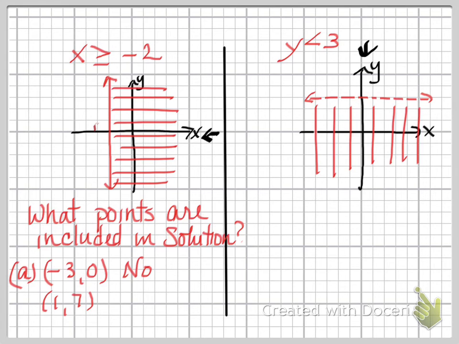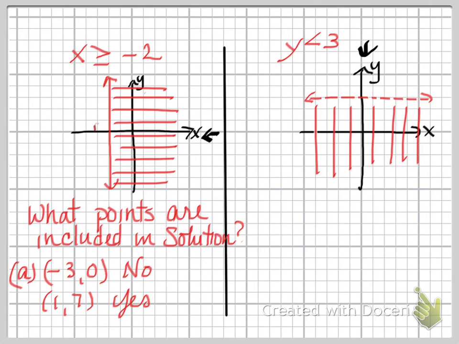1, 7. Again, find where 1, 7 would be. That would be 1 and up 7. Well, it's not actually on the graph, but everything on that line goes on for infinity. That's what the arrows mean. So that would be a yes. It may not be visible on our graph per se, but it would be there if we continued the graph on.